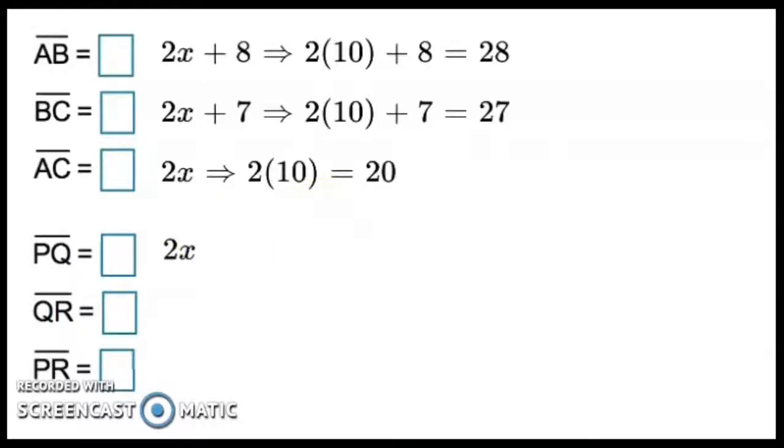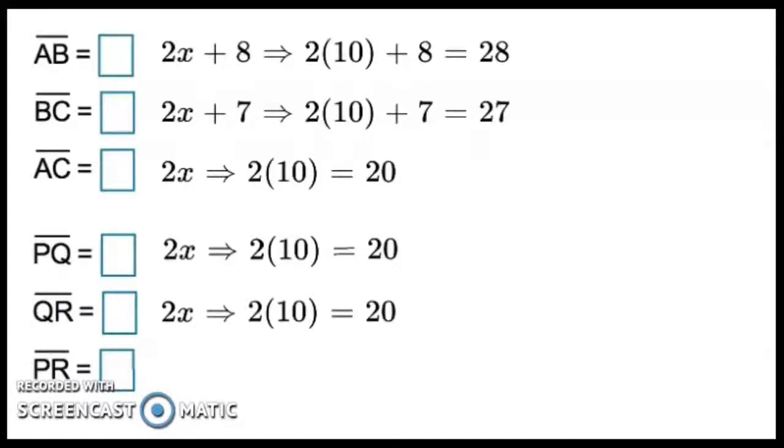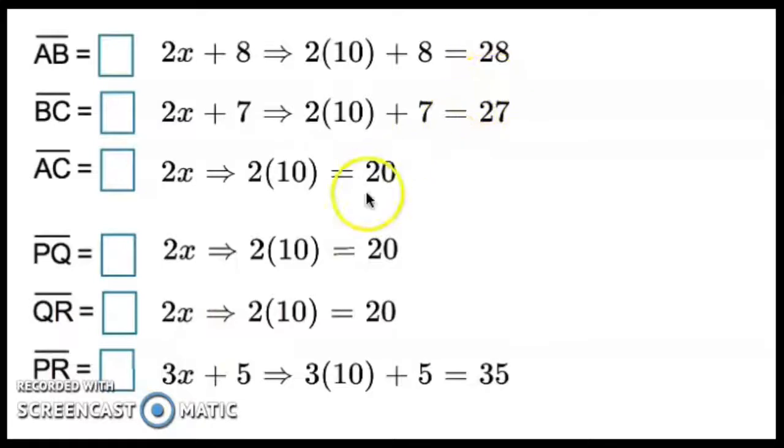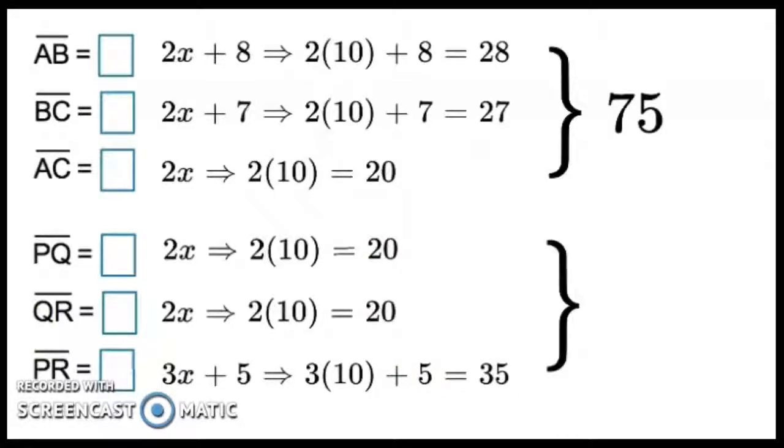So we have 2x, which we already determined is going to be 20 by substituting in 10. 2x again is going to be 20. And then we have 3x plus 5, so 3 times 10 is 30, plus 5 is 35. Now if we did this correctly, these three added up, and then these three added up should give you the same number. The first three numbers added up gives you 75. The second three numbers added up gives you 75. So that means it's correct because those are our perimeters. And that's going to be your answer. Each of these numbers here is going to be each of the answers that go inside here.